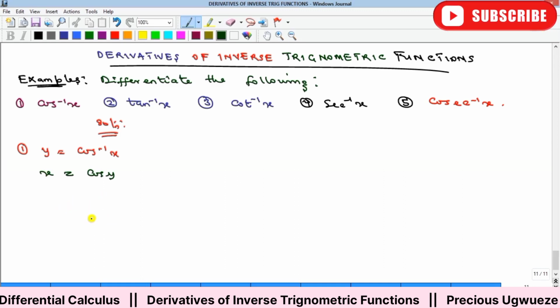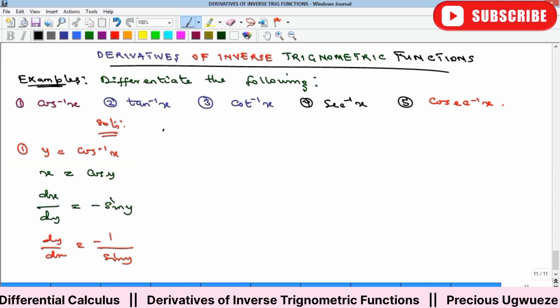So let's differentiate x with respect to y. That is going to give us minus sine y. When you now take the reciprocal, you are going to have that dy/dx is equal to minus 1 over sine y. This should be our derivative, but we need to reintroduce our x. The only thing that has a relationship with x here is cos, and so we need to write this sine in terms of cos.